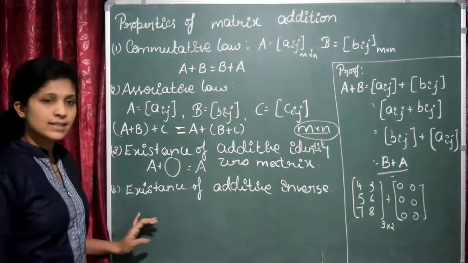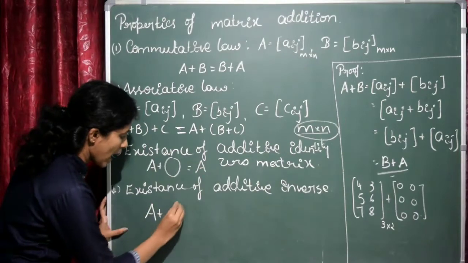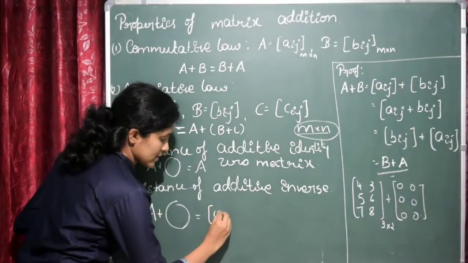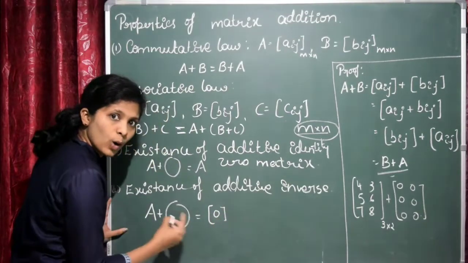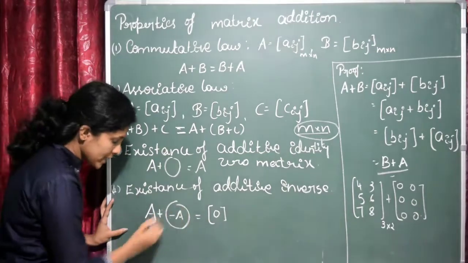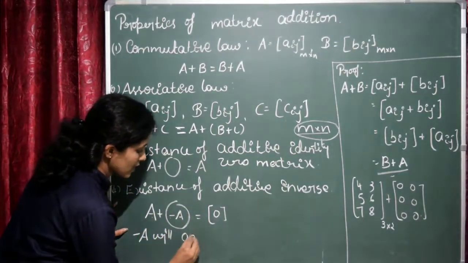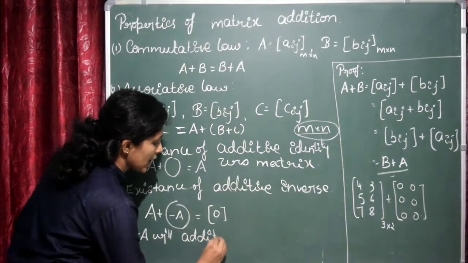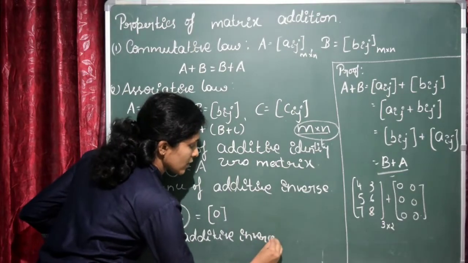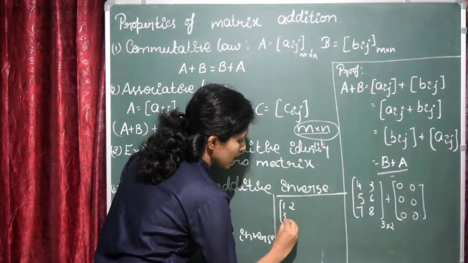Now, what is the existence of the additive inverse? A plus something should be equal to the 0 matrix. Is it clear? What do I have to add? Obviously it is minus A. Right? A minus A will be equal to 0. So minus A is the additive inverse. I hope you understood this one.